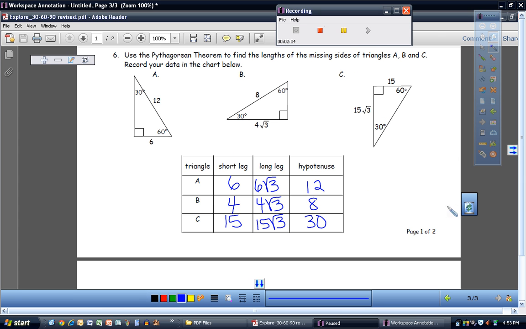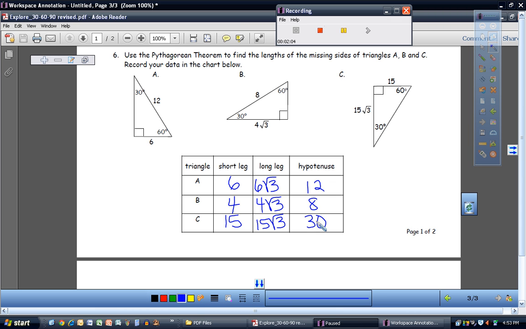Okay, so the data for the triangles, when you solve them with the Pythagorean theorem, the side lengths are filled in the table below. You can see I have 6, 4, and 15. 6 square root of 3, 4 square root of 3, and 15 square root of 3, and then 12, 8, and 30. So you should have these data. If you didn't get these exact answers, let's record them now, and we'll continue to practice simplifying radicals.